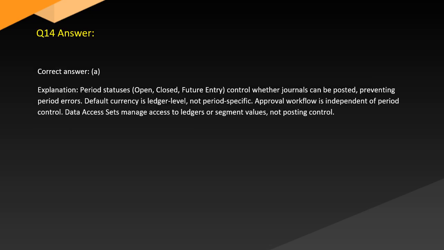Answer. Correct answer, A. Explanation. Period statuses, open, closed, and future entry, control whether journals can be posted, preventing period errors. Default currency is ledger level, not period specific. Approval workflow is independent of period control. Data access sets manage access to ledgers or segment values, not posting control.